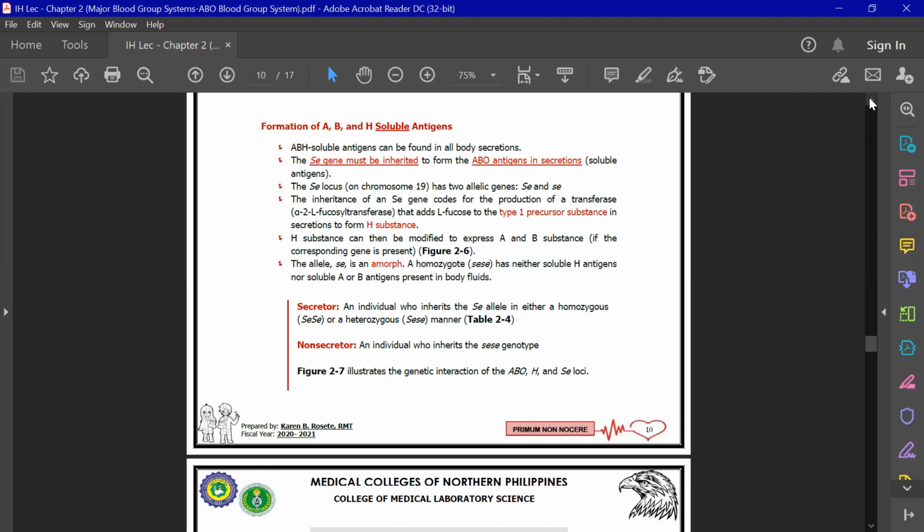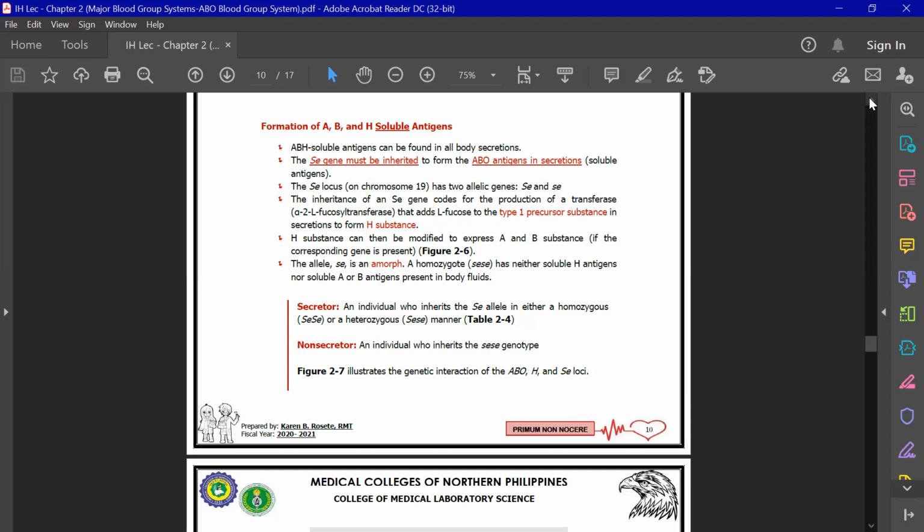first is the inheritance of your SE gene. The inheritance of your SE gene will now elicit the production of your enzyme called alpha-2 L-fucosyl-transferase. And this enzyme, class, will now add the sugar L-fucose to the type 1 precursor substance instead of the type 2. Kasi yung type 2 natin, that is the formation of your H antigen in the red cell structure, in the red cell membrane.